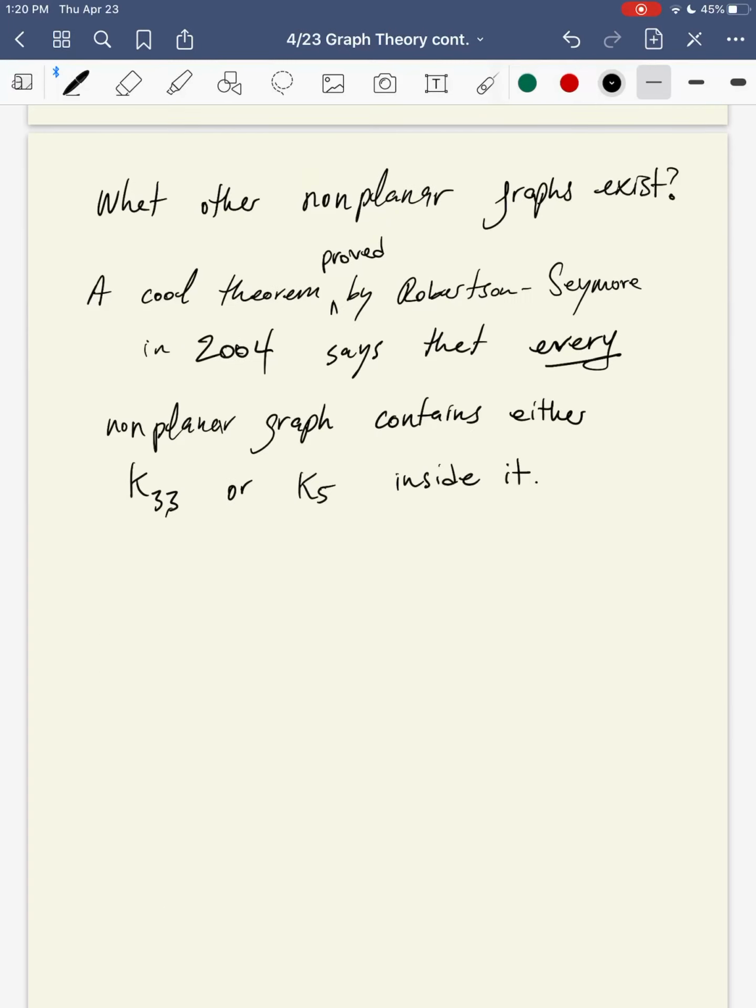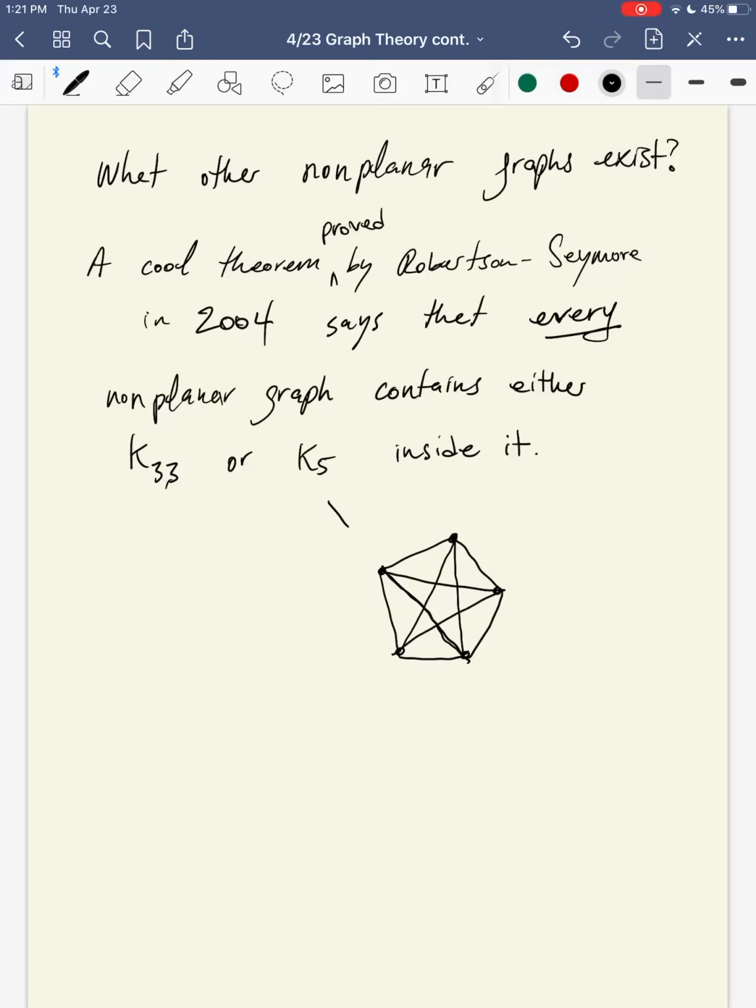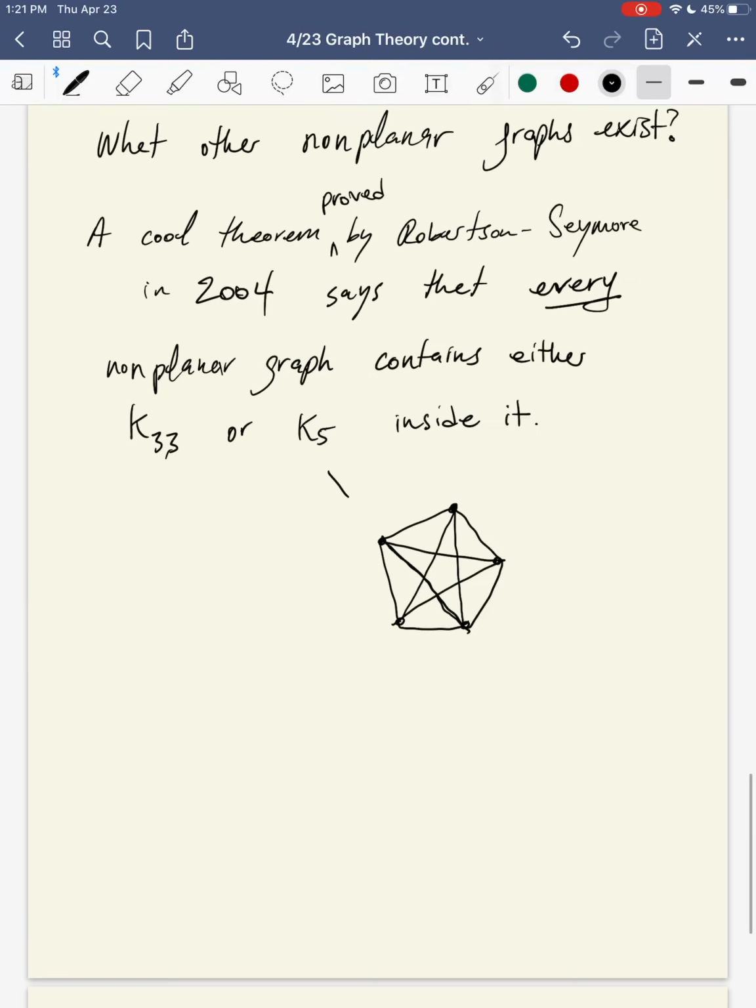Okay, so K3,3 is what we saw above, and a K5 looks like this. It's 5 vertices, and all of them are connected. I'll just draw it normally. Okay, so this is what a K5 looks like, and it's the other one that we can't draw without crossings. It's another one of the very most basic non-planar graphs. So I'm going to say we can relate this back to our bridge problem.